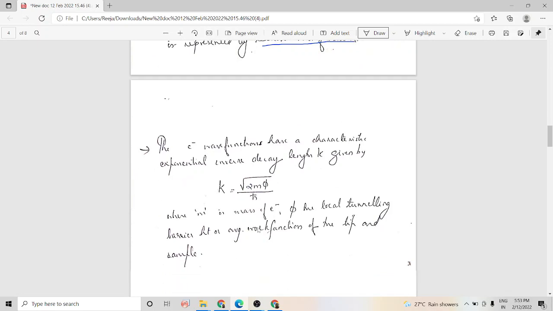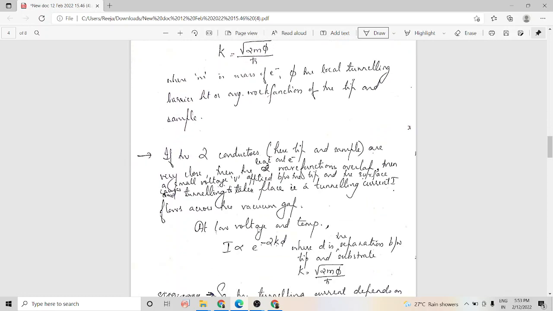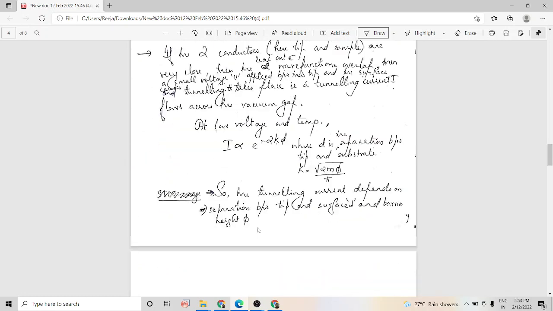Now, if the two conductors, the tip and the sample, are very close, then what happens? The leak-out electron wave functions overlap, and a small voltage V applied between the tip and the surface causes tunneling to take place. That is, a tunneling current I flows across the vacuum gap.